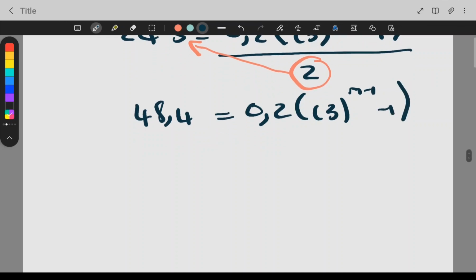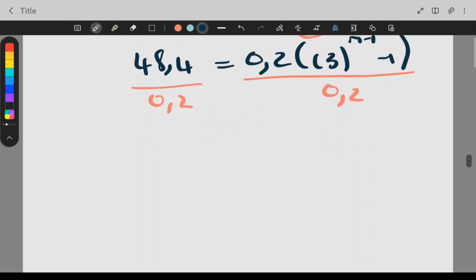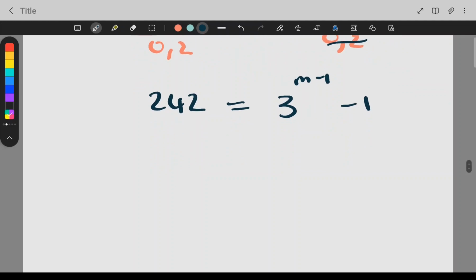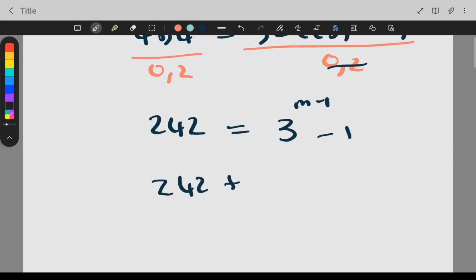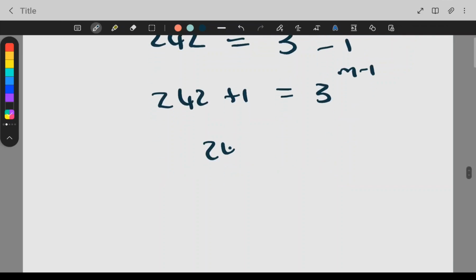Okay, now I would divide everything by 0,2. Divide to get rid of the 0,2. But what I do there, I do there. So on the left-hand side, I get 242. This and this will cancel. I'm left with 3 to the m minus 1 minus 1. Then I bring the 1 over. Now I get 242 plus 1 is 3 to the m minus 1. This gives me 243.